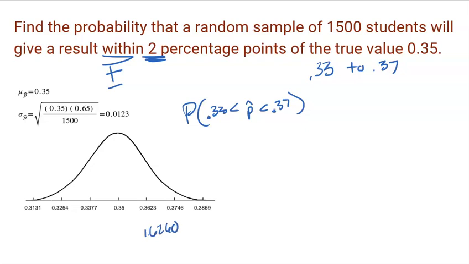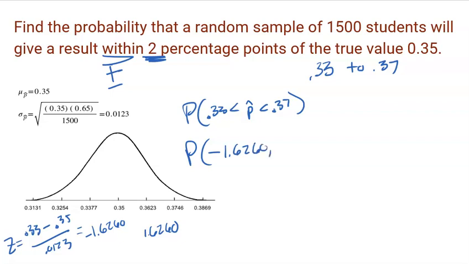1.6260. Now I've got to find the z-score for 0.33 minus 0.35 divided by 0.0123. And lo and behold, it's the exact same z-score, but negative. That's because of symmetry, guys. If you go up 2% and then down 2%, you should be getting the same z-score, one positive, one negative. So I'm going to look to find the probability that a z-score is between negative 1.6260 and positive 1.6260, which I'm going to use normal CDF to find.